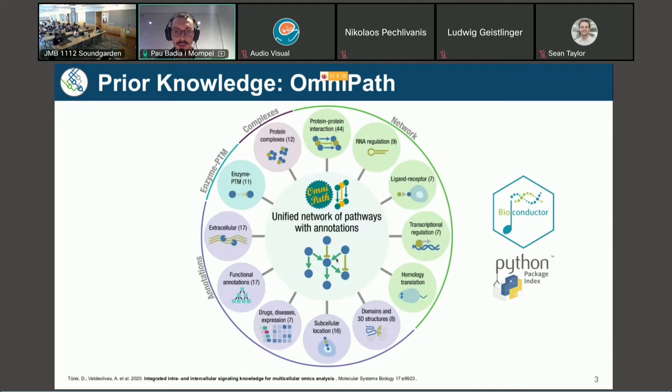In the group, we fetch prior knowledge from the OmniPath database. OmniPath is a meta resource of more than 100 different primary sources that we have developed in the past in the group. And it contains general biological information such as ligand receptor interactions, functional annotations, gene regulatory networks, pathway networks, and so on. And all this data is available through the R Bioconductor package, and it's also available as a Python package.